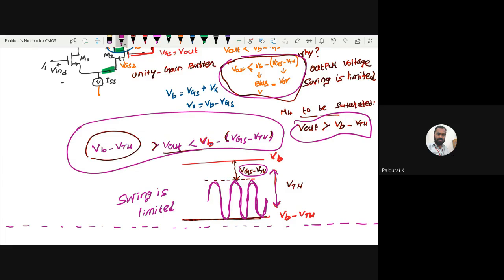So this is a point I want to tell you people, it's a very interesting point. As a designer, it is very important. When you will be working in industry, suppose you want a unity gain buffer, don't go with telescopic.